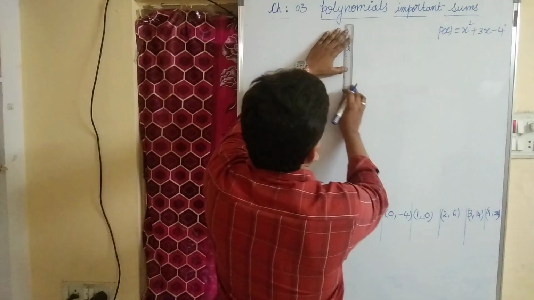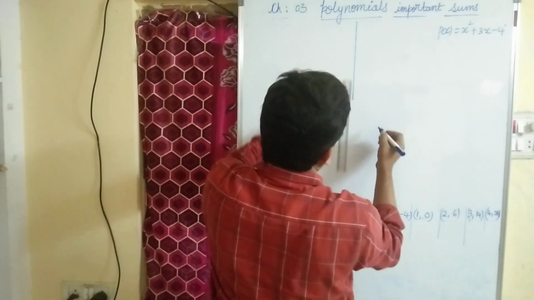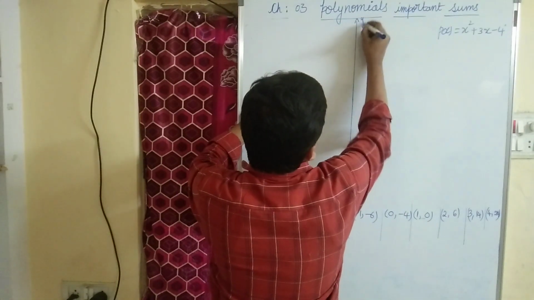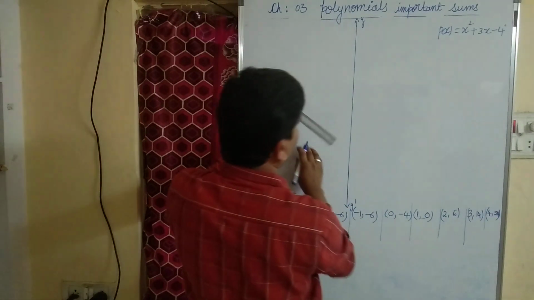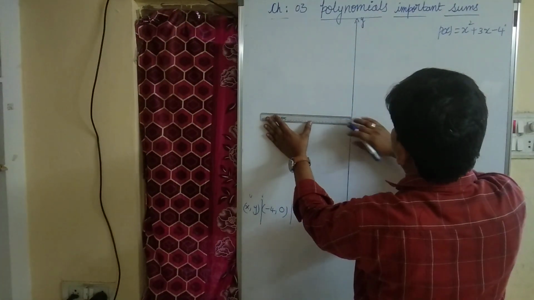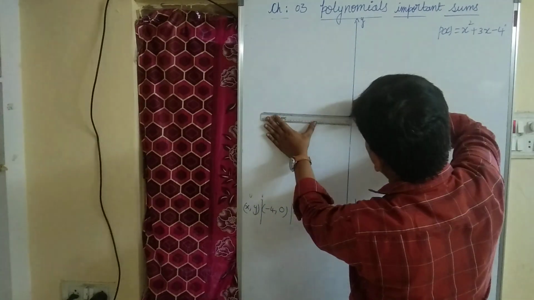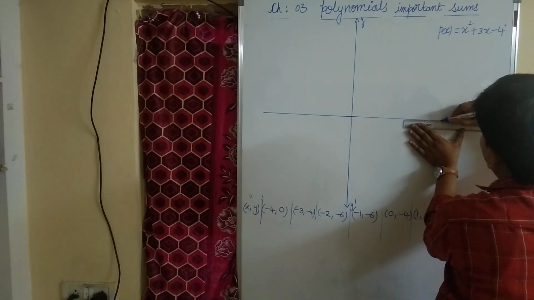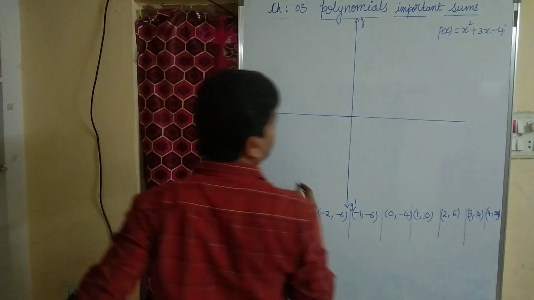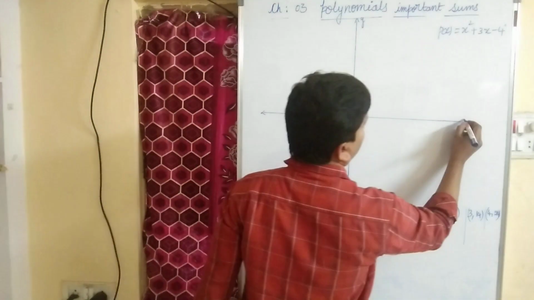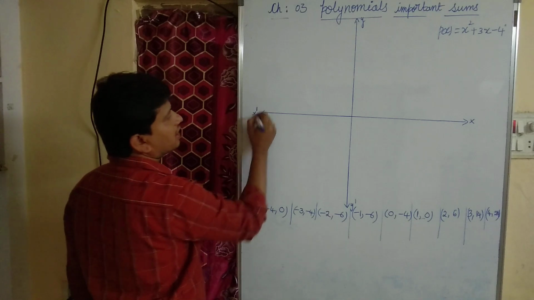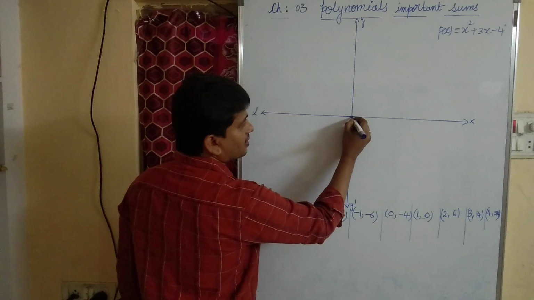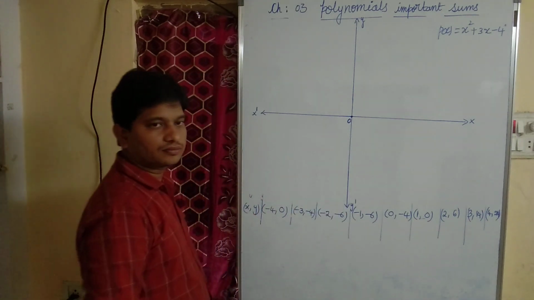So this is our plane. This is our y-axis, y dash. This is our x-axis, x dash. Okay, the intersection of the x-axis and y-axis we call the origin.